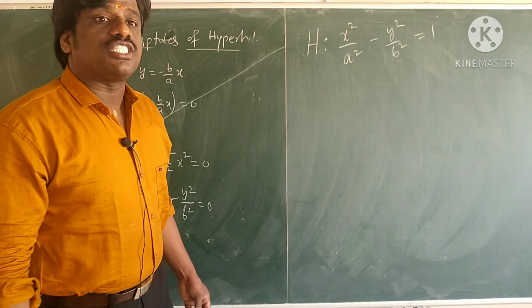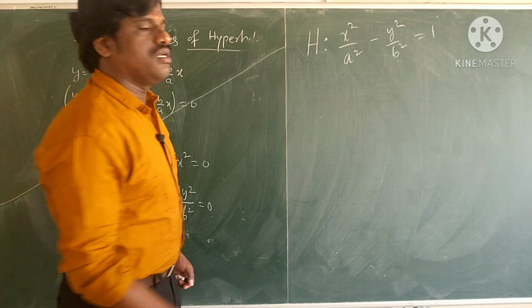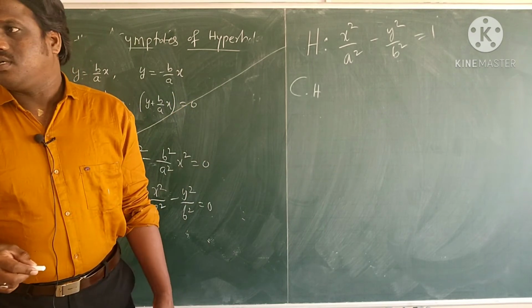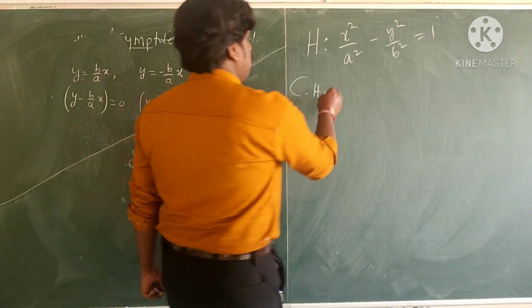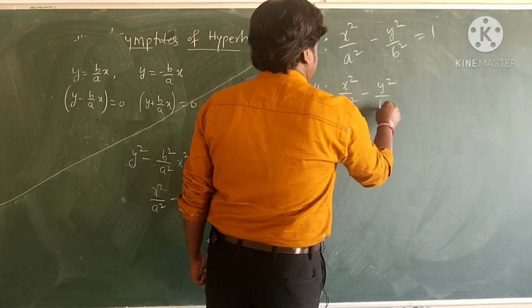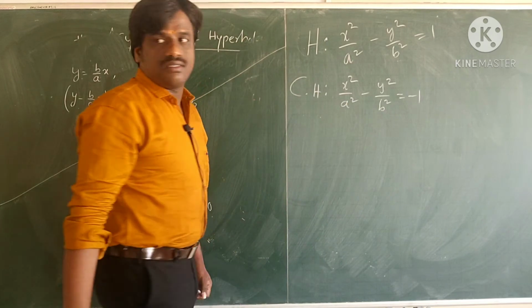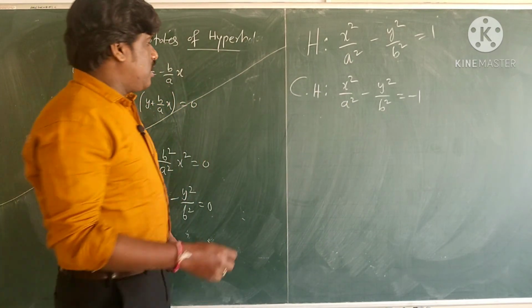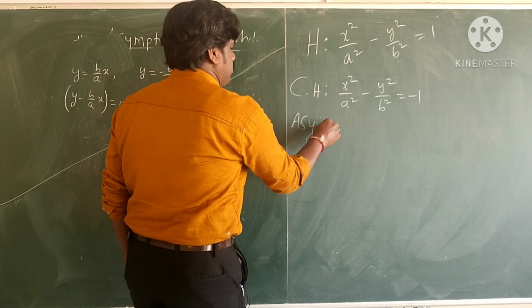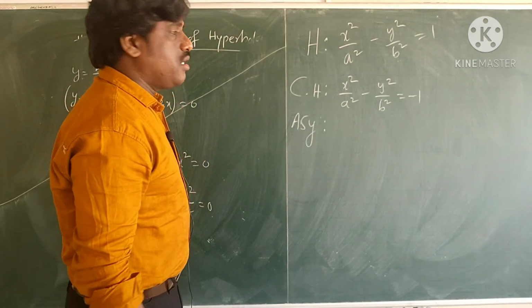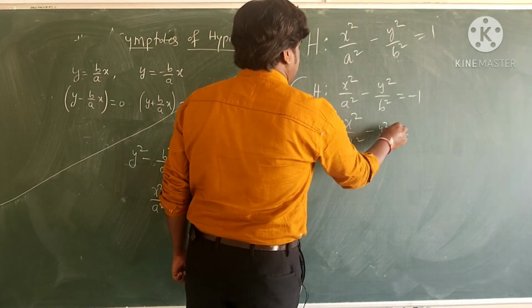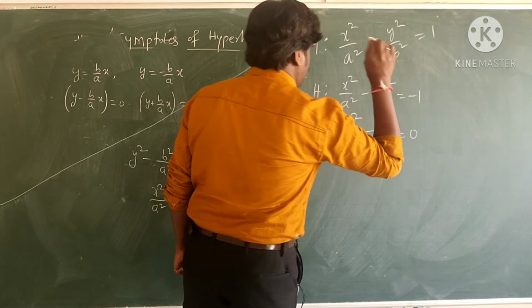And the conjugate hyperbola equation, CH means conjugate hyperbola. What is the conjugate hyperbola equation? x square by a square minus y square by b square is equal to minus 1. Absolutely correct. Then after that, what is the equation of asymptote? ASY, asymptote. The equation of asymptote is x square by a square minus y square by b square is equal to 0.